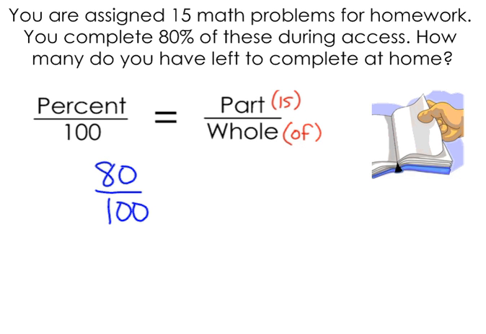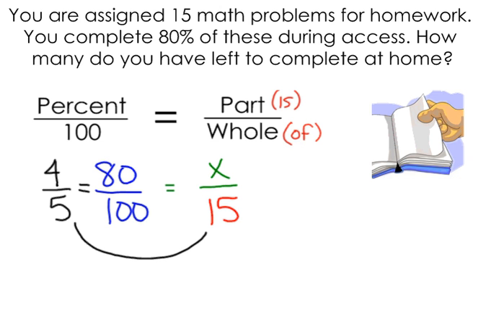We are assigned 15, so we're looking for a smaller number. That means that 15 is going to be the whole assignment, and we are trying to find a part of that. All right, so 80 out of 100. If I divide by 20, I could simplify that down to 4/5, and then we can use a scale factor of 3 to get x equals 12.